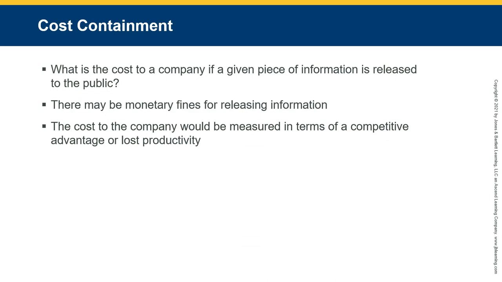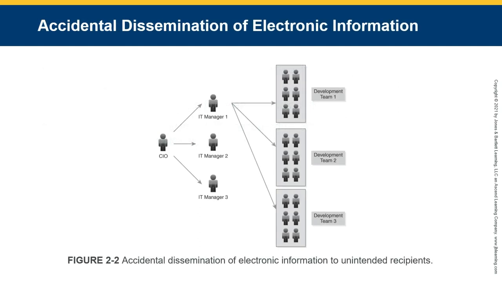Cost containment. What is the cost to a company if a given piece of information is released to the public? There may be monetary fines for releasing the information, as we talked about with HIPAA. The cost to the company would be measured in terms of competitive advantage or lost productivity. Like I said, if you remember when Target was hit a couple of years ago, they lost reputation. People stopped buying from them for a while. It took them a couple of years to get back to where customers felt it was safe to go back and give credit card information. So these are some of the non-measurable things.